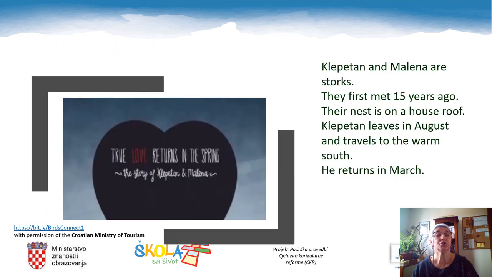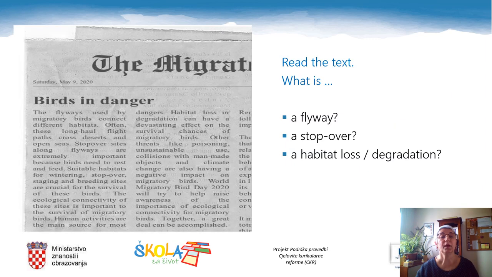I hope you enjoyed listening to the story about Klepetan and Malena. Let's see if you have all the sentences completed. Klepetan and Malena are storks. They first met 15 years ago. Their nest is on a house roof. Klepetan leaves in August and travels to the warm south. He returns in March.